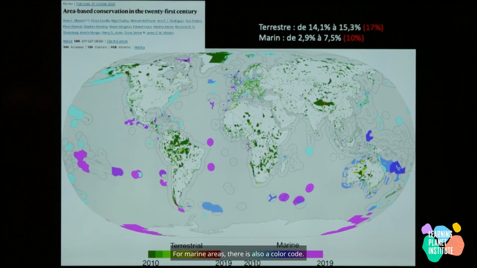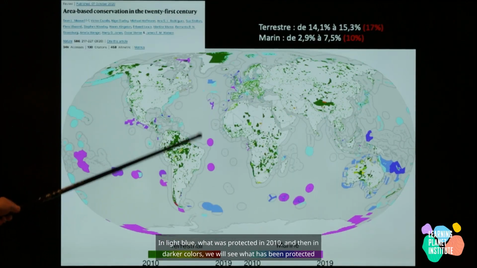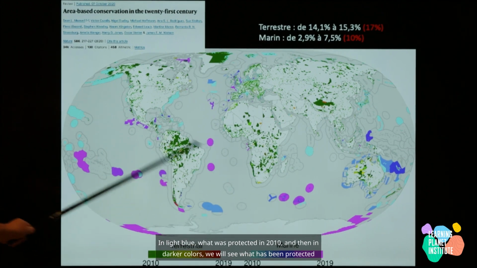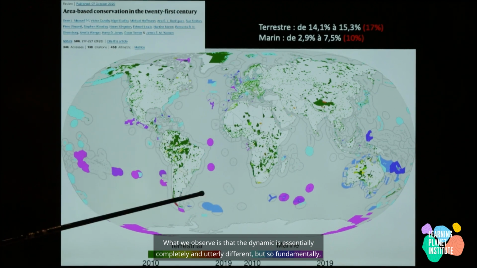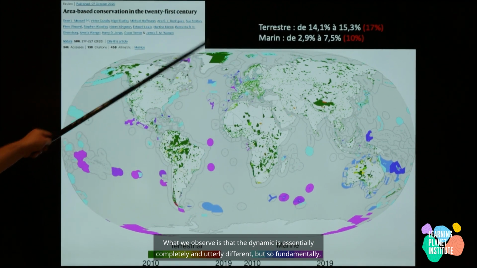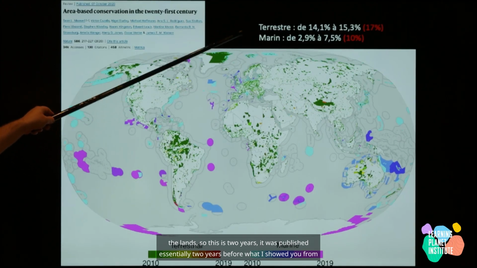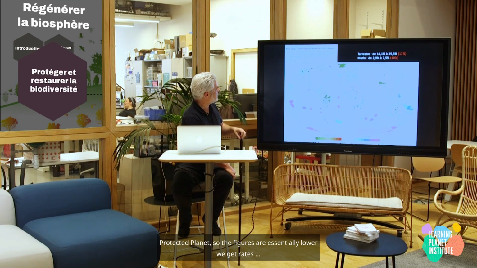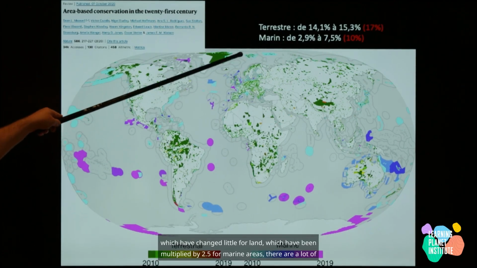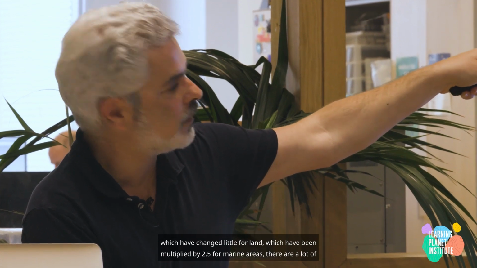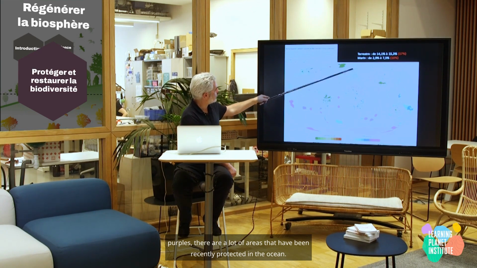For marine areas, there is also a color code. In light blue, what was protected in 2010, and then in darker colors, we will see what has been protected more recently. What we observe is that the dynamic is completely different. This was published about 2 years before what I showed you from Protected Planet, so the figures are lower. We get rates which have changed little for land, which have been multiplied by 2.5 for marine areas. There are a lot of purples. There are a lot of areas that have been recently protected in the ocean.